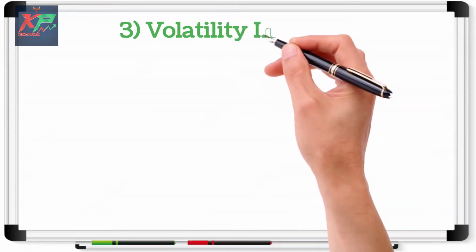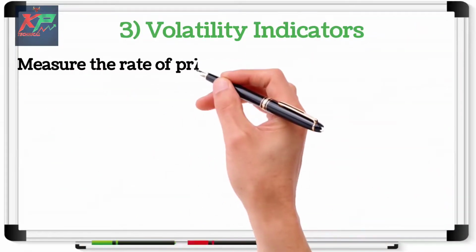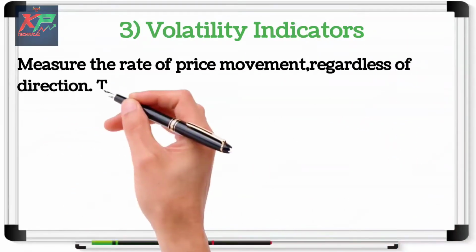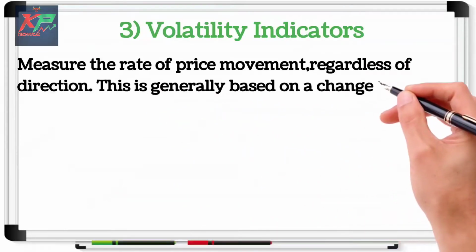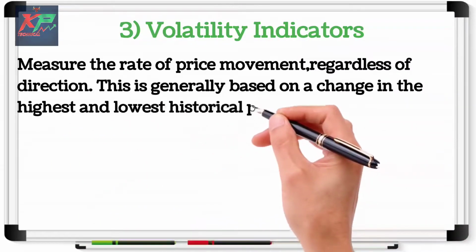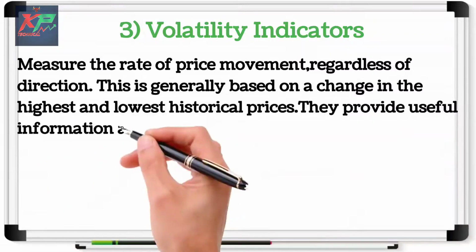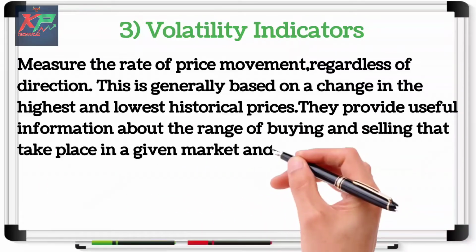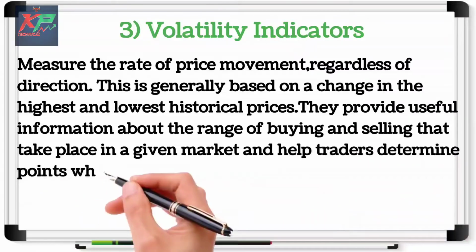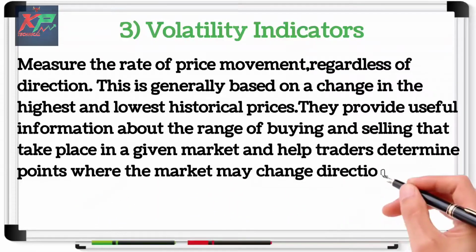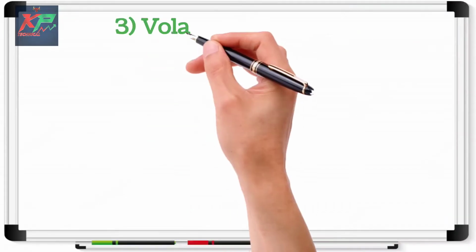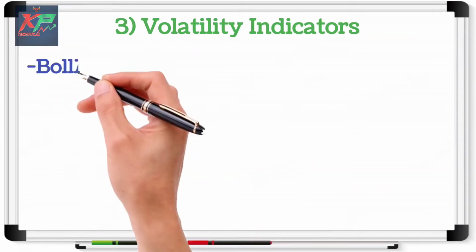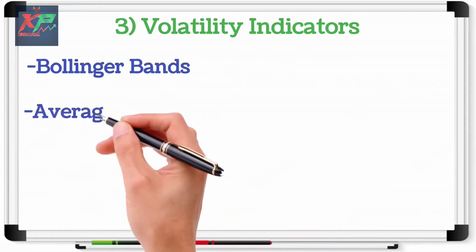3. Volatility indicators measure the rate of price movement, regardless of direction. This is generally based on a change in the highest and lowest historical prices. They provide useful information about the range of buying and selling that take place in a given market and help traders determine points where the market may change direction. Volatility indicators: Bollinger Bands, average true range, standard deviation.